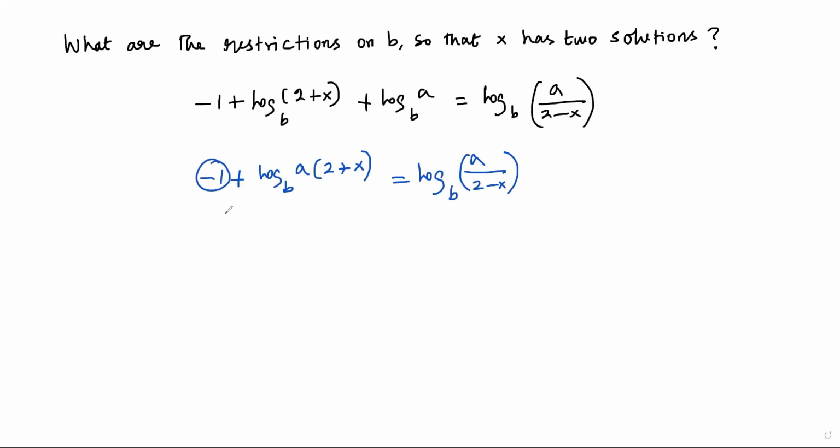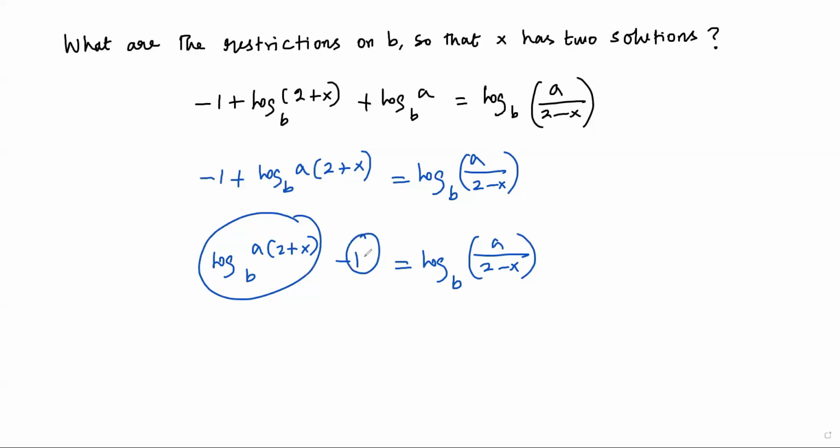Okay, we can write this minus 1 next to this logarithm. So we get log a times (2 plus x) to the base b, minus 1, is equal to log a over (2 minus x) to the base b. If I want to combine this logarithm and this one, I need to write this one in terms of a logarithm with base b, because this logarithm has the base b. If I'm able to do that, I'll be able to combine the two logarithms.